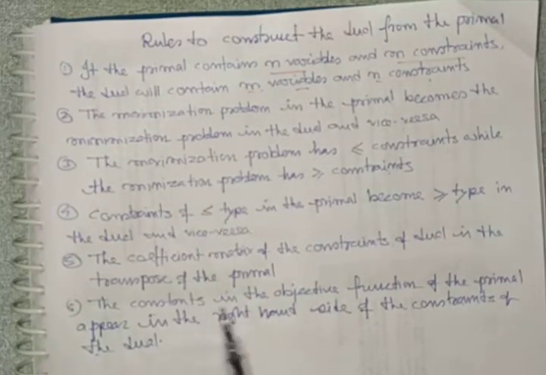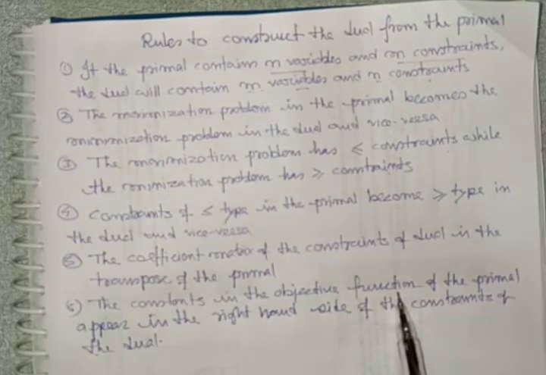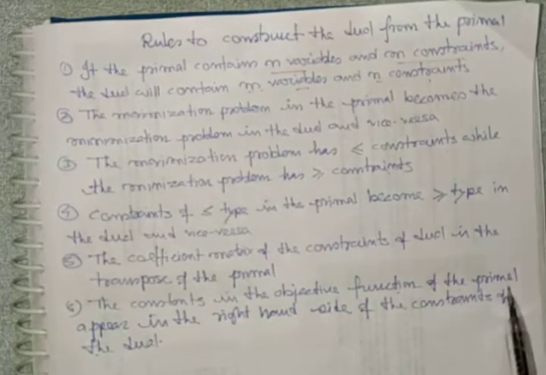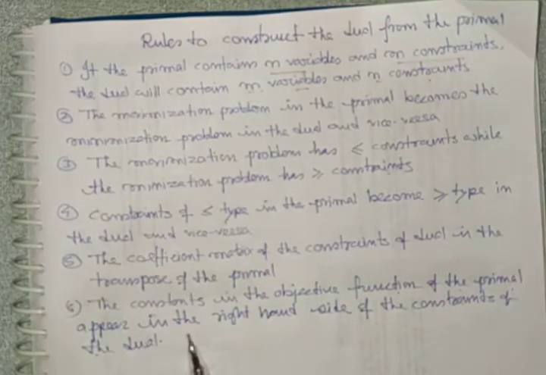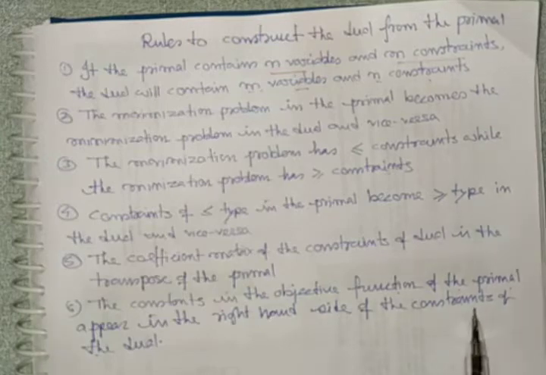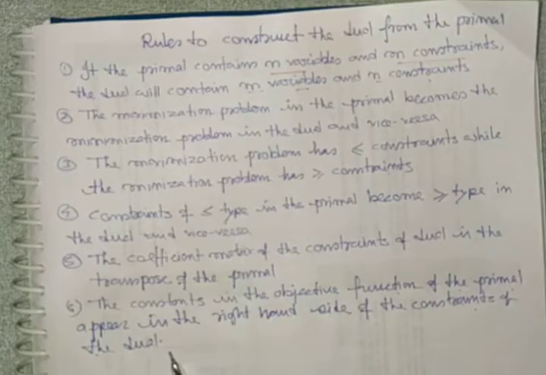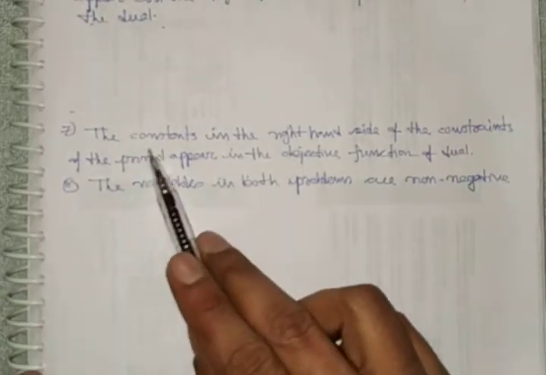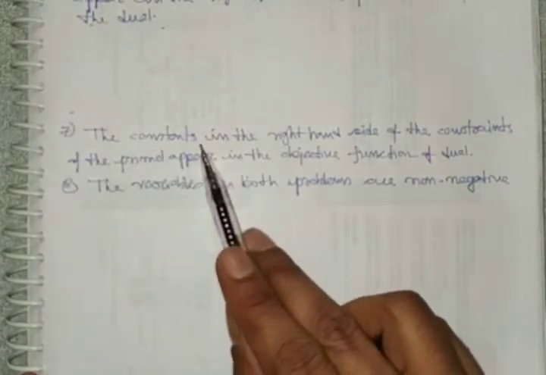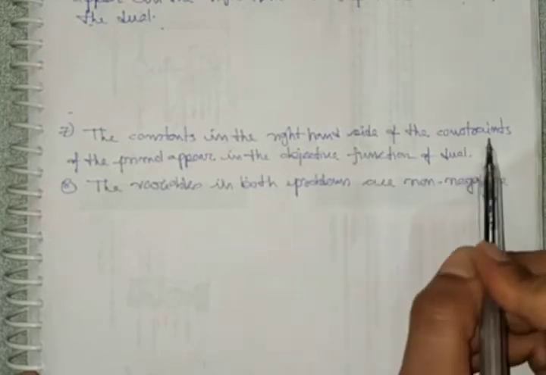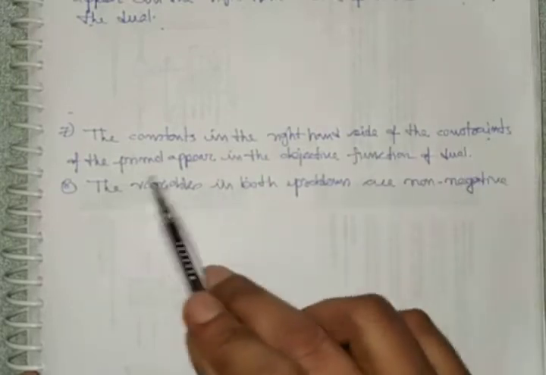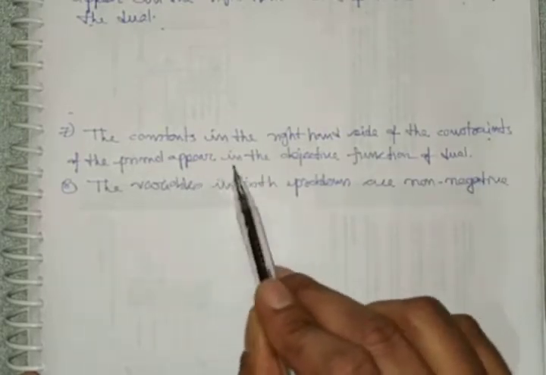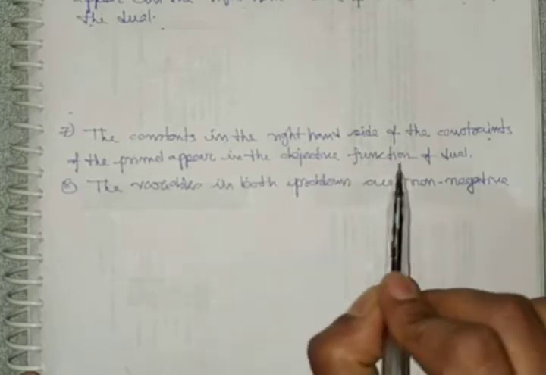The constants in the objective function of the primal appear in the right hand side of the constraints of the dual. Number seven, constants in the right hand side of the constraints of the primal appear in the objective function of the dual.